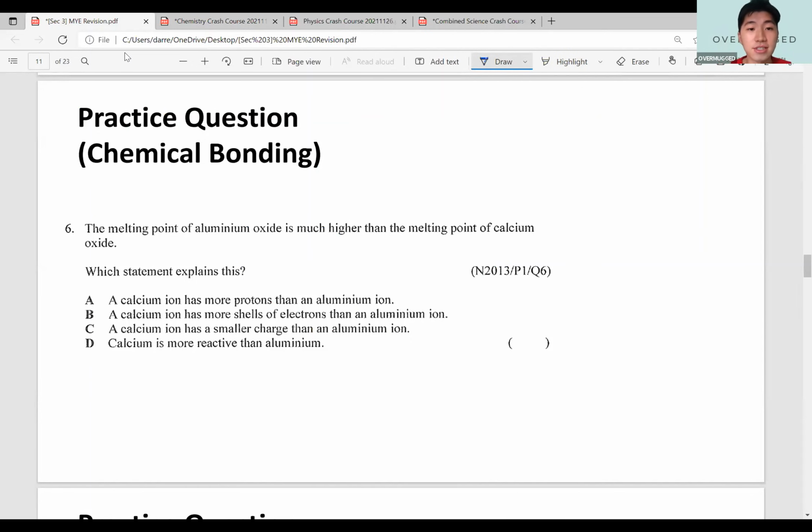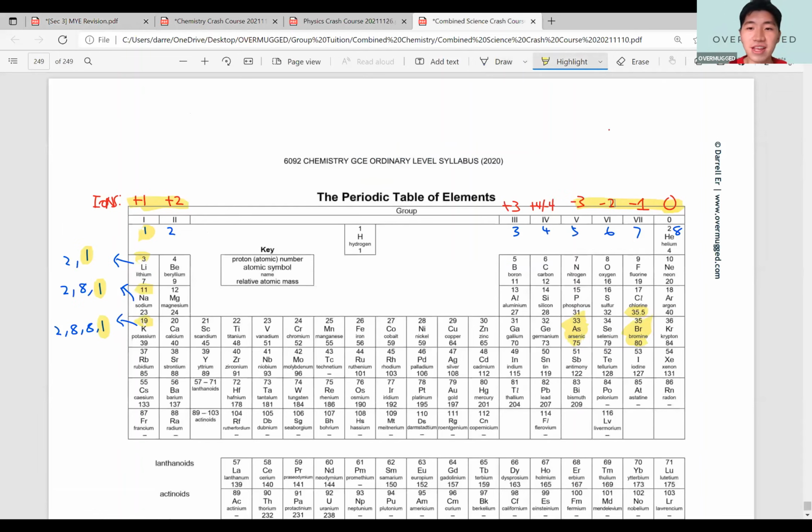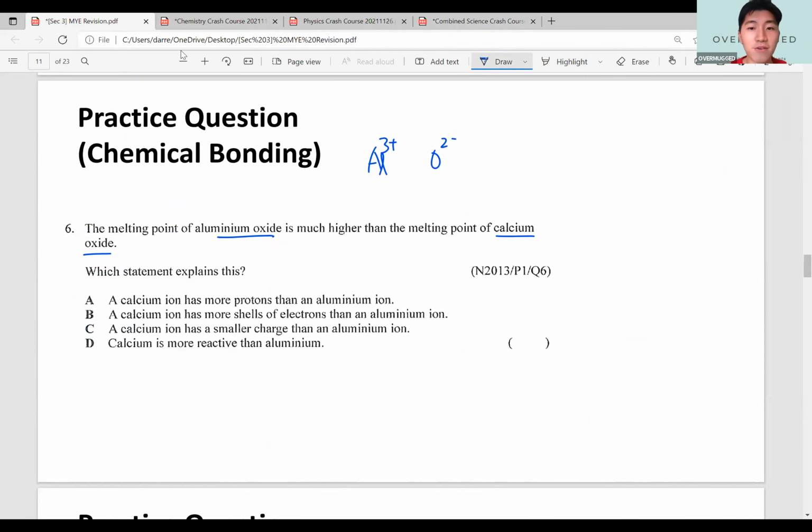Okay, question 6. Aluminium oxide versus calcium oxide. This is aluminium oxide. Because aluminium is in group 3, right? The ion form is usually 3+. O is in group 6, so it's 2-. You all know what I mean, right? This one, earlier we learned this. Right? The ions charges. Then for calcium oxide, calcium is in group 2, oxygen is in group 6.